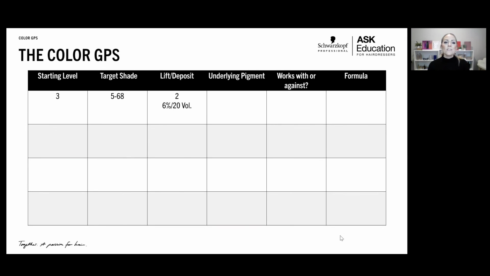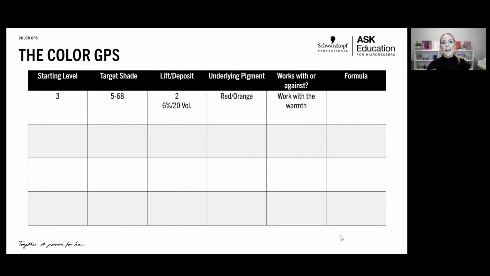Now, what is the underlying pigment at a level 5? What is the tone that we're going to expose by lifting the hair 2 levels? Because whatever that is, it's going to add itself into our formula. So the underlying pigment at a level 5 is red-orange. So the question is, does red-orange work in favor of our target color or against it? And because we are going to a chocolate red, we're going to work with that warmth. It's going to help us get a beautiful, rich chocolate red color.